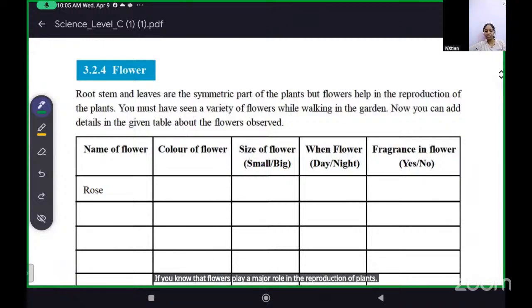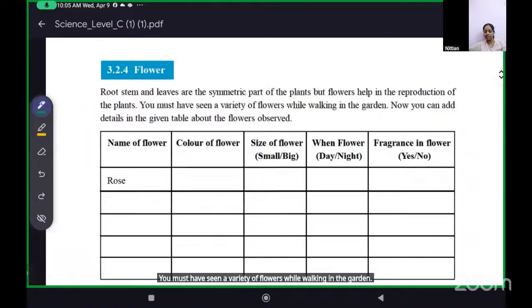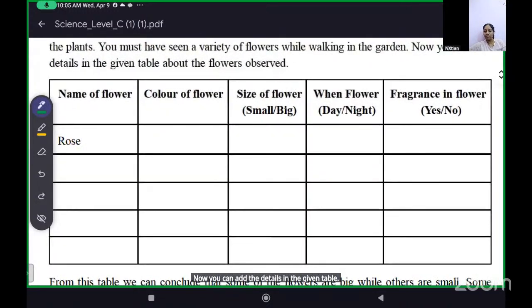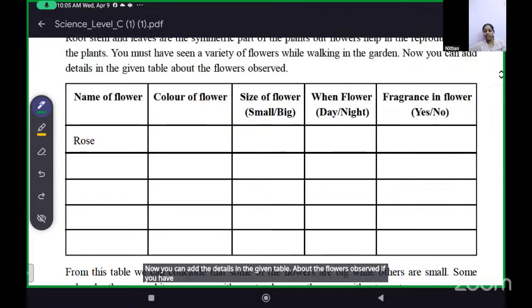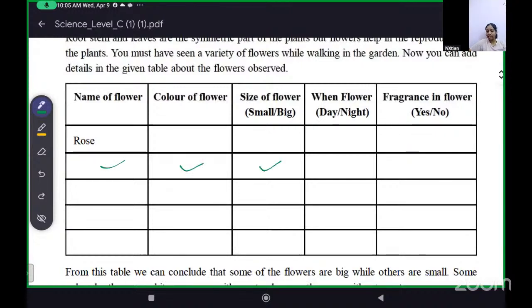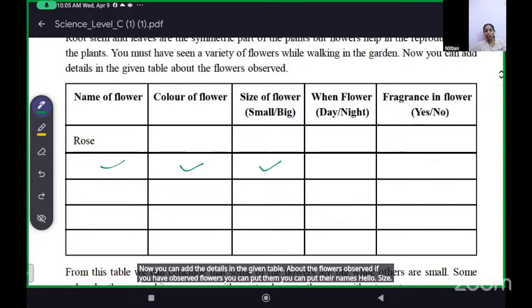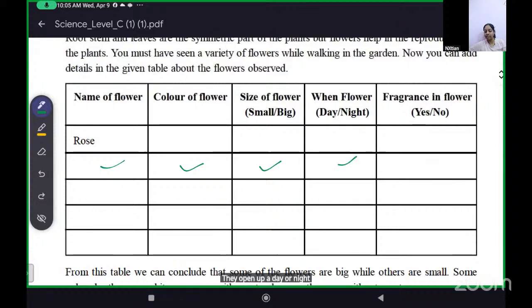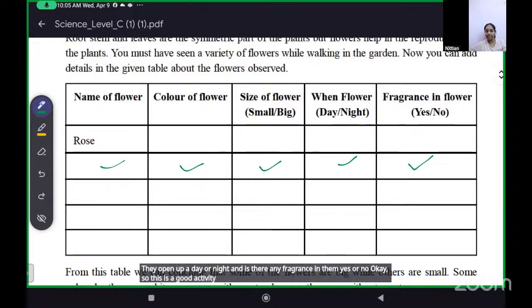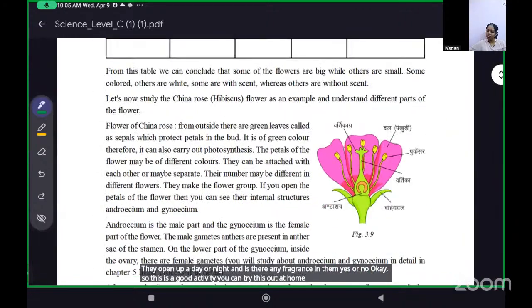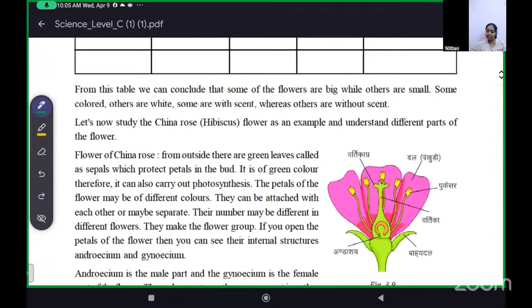You must have seen a variety of flowers while walking in the garden. Now you can add the details in the given table about the flowers observed. If you have observed flowers, you can put their names, color, size, whether they open up at day or night, and is there any fragrance in them, yes or no. So this is a good activity. You can try this out at home.